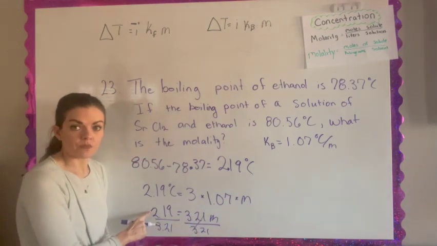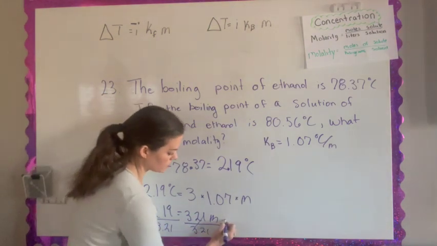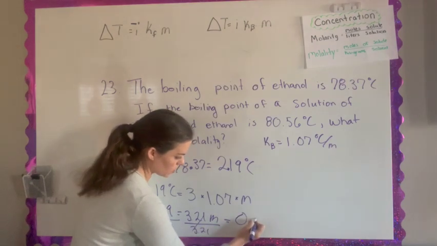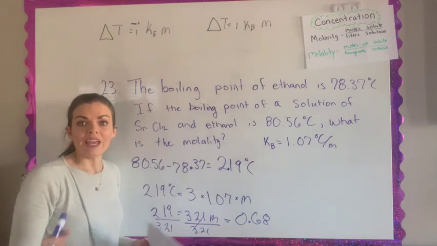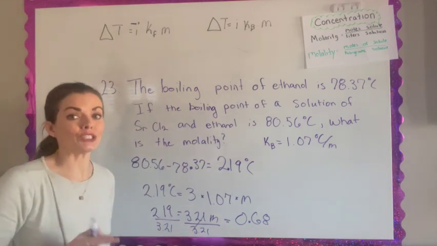So that cancels out, and my molality ends up being 0.68 molal for the solution of strontium chloride in the ethanol. All right, good job with chapter 9.